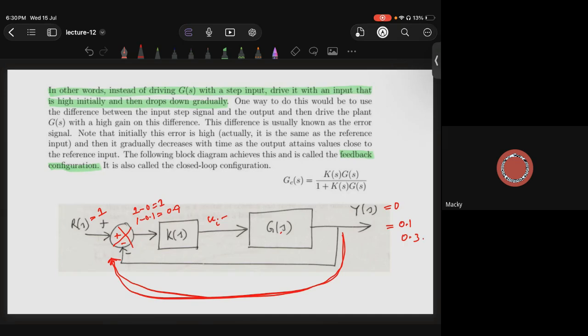In this way, initially the value will be higher. Later as we go forward, the error is reducing. This is the error. That error you are applying to the controller. In this way, initially you are giving more input, then later you are reducing because the error is reducing. Is this clear? This is the motivation for feedback control. This is exactly what the feedback controller does.